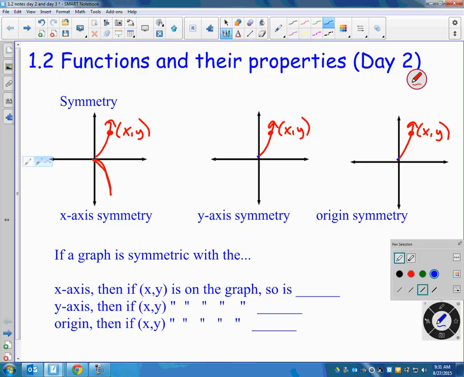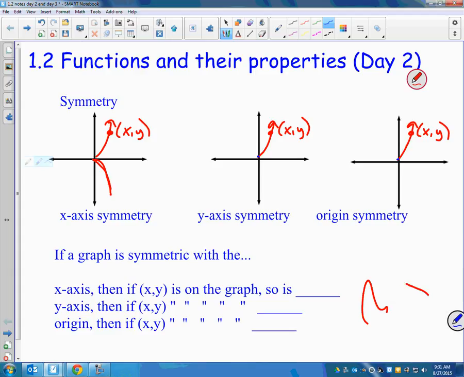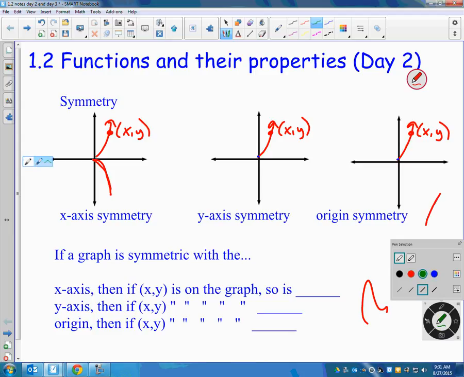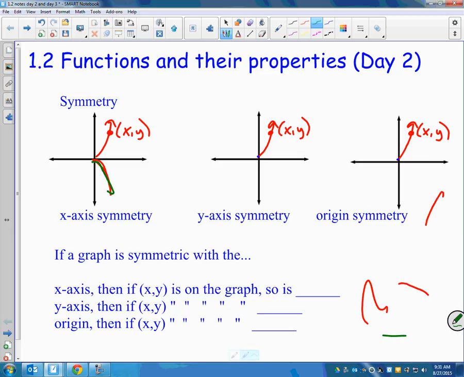Oh, that would change colors. I've lost control of my... Oh, look, I know why. Look, this is for this one.